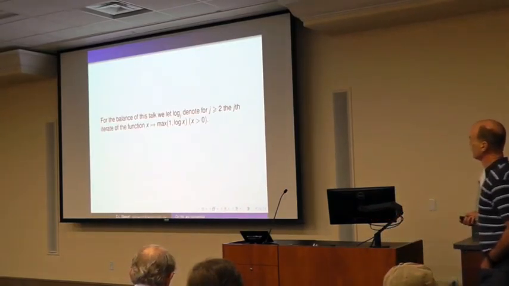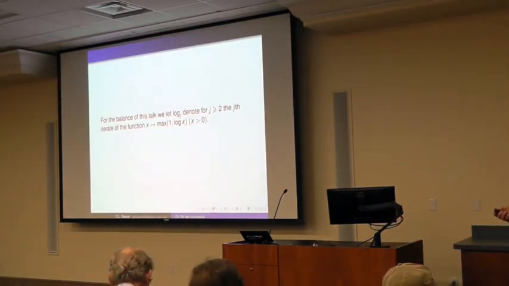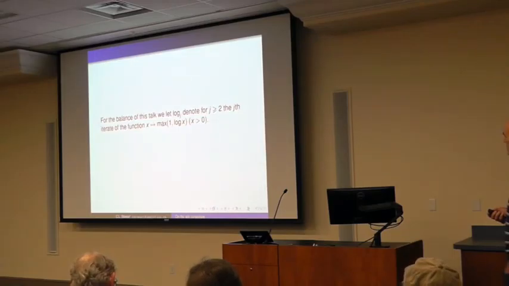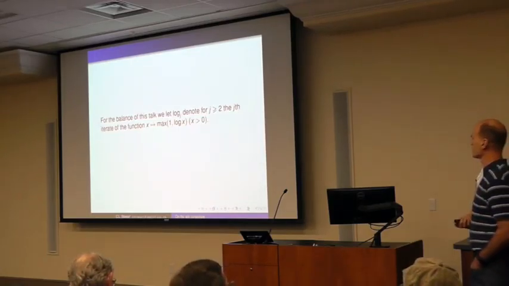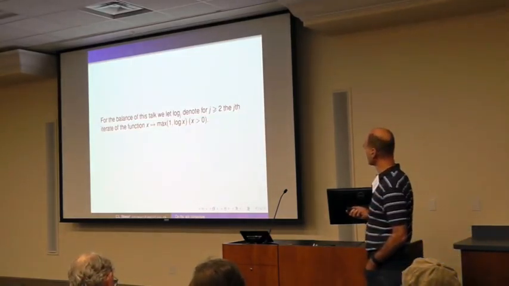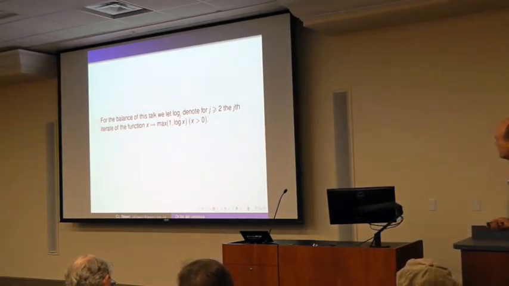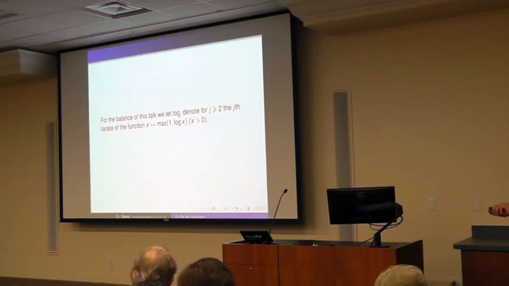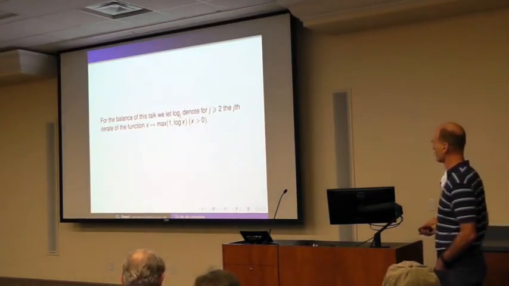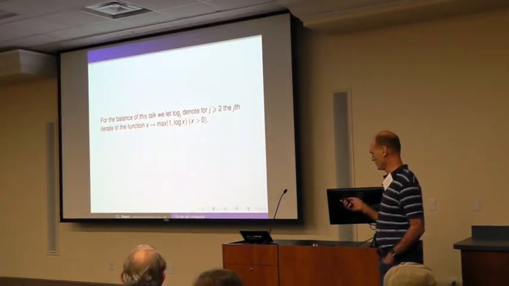Now, just for notation here, so I don't have to insist that my x's are sufficiently large to make log sense, log sub j is just the jth iterate, for j bigger than or equal to 2, of the function x goes to the max of 1 and log x. So just think of it as log iterated j times.